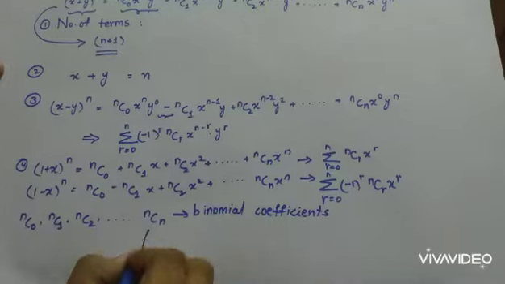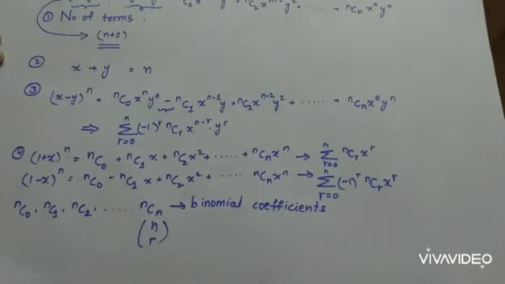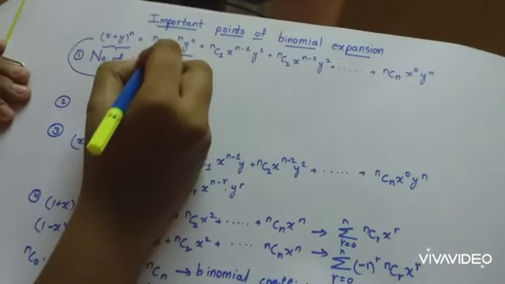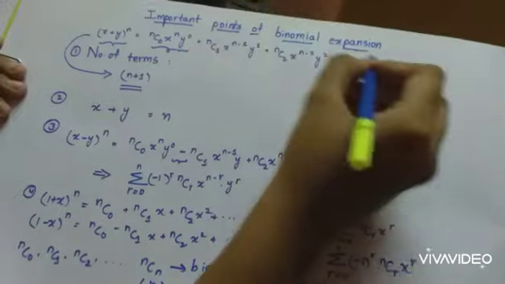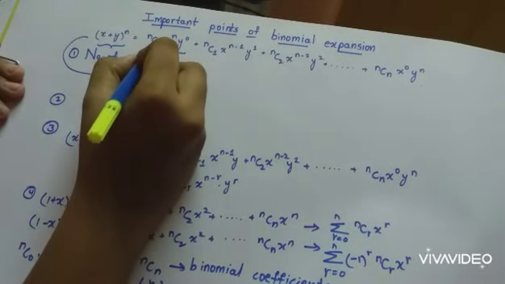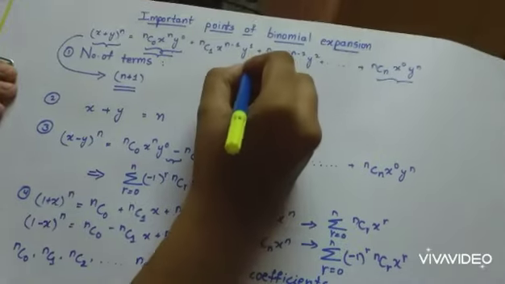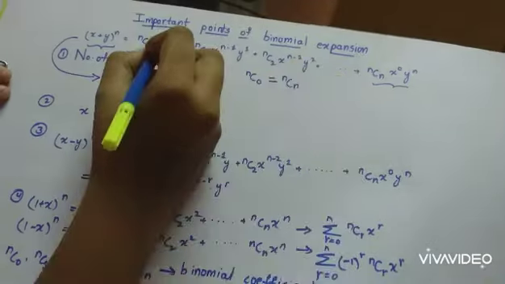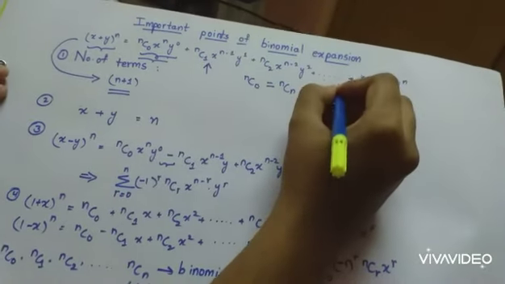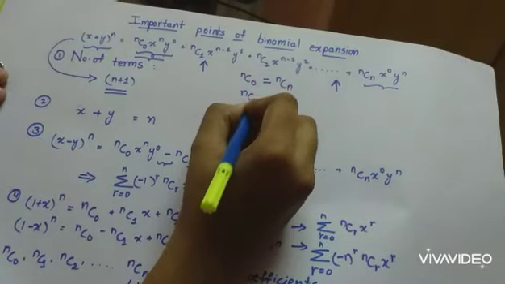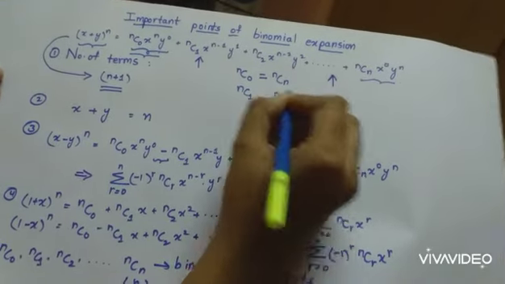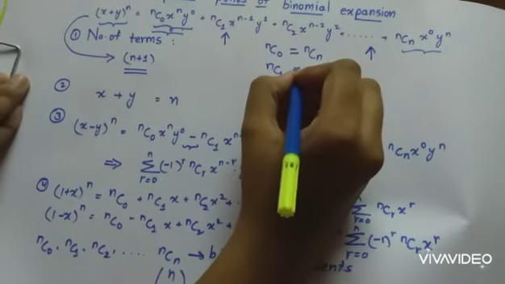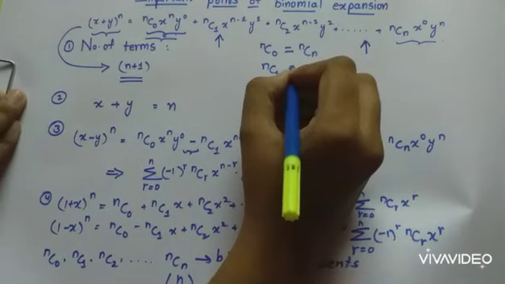And these can also be written as nr. We observe that in this expansion, the binomial coefficients from the beginning and the end are equal. That is, if we take the first term and the last term, nC0 and nCn are binomial coefficients and these both are equal. If we take the second term from the beginning and second term from the ending, we get nC1 and nC(n-1), and we know that these both are equal. So, we can say that binomial coefficients of the terms equidistant from the beginning and ending are equal.